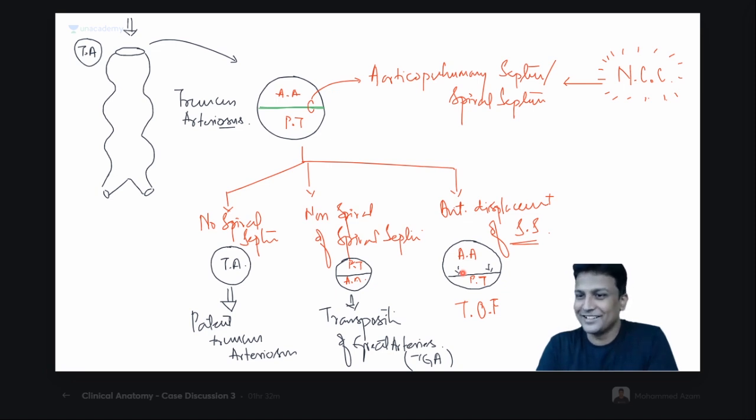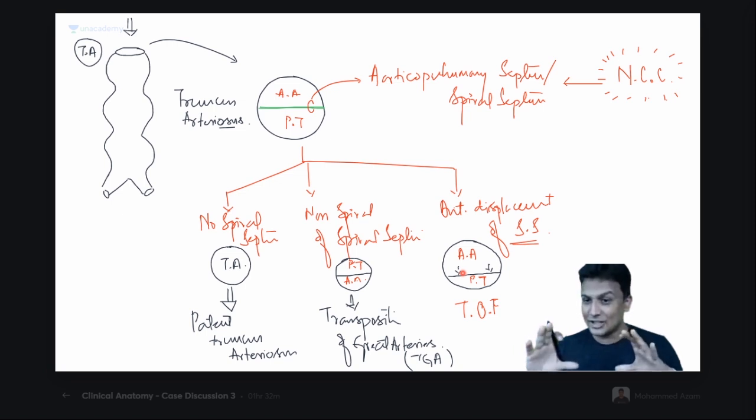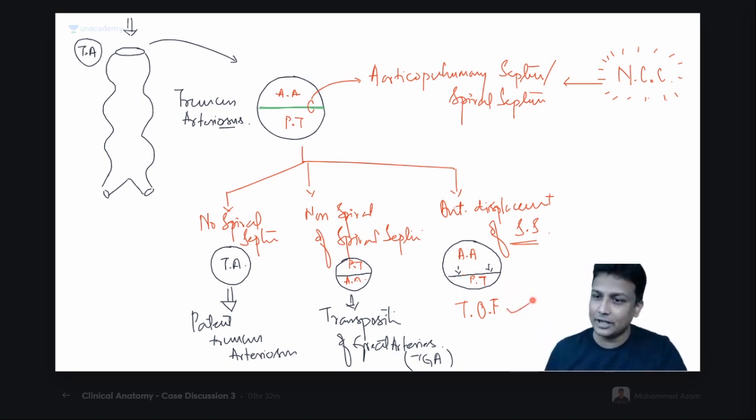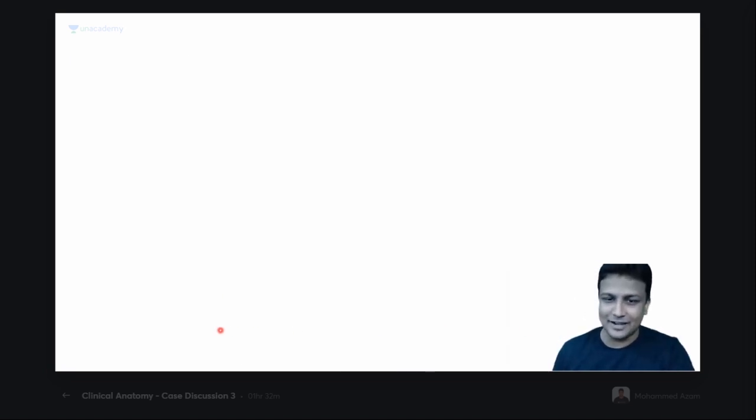Yes, lovely. Okay. Now, after completing these three conditions, let's take them one by one. And the first condition I'm going to discuss in detail is tetralogy of Fallot. Are you ready? Welcome, welcome, welcome. Okay. So, in your books, now please write down the heading as tetralogy of Fallot.